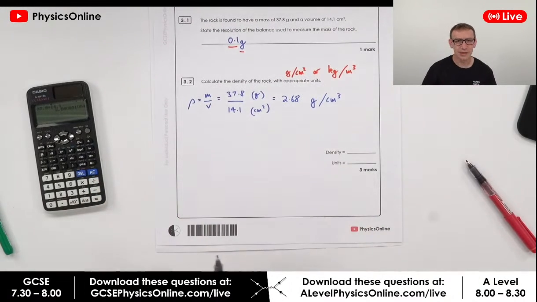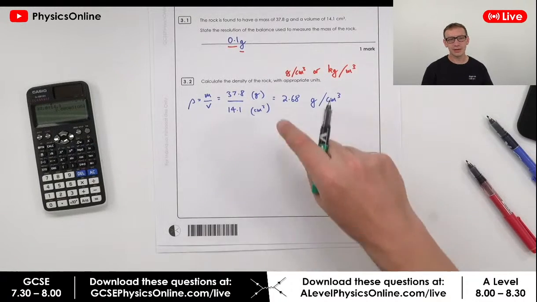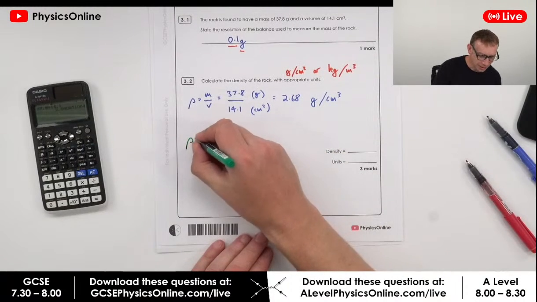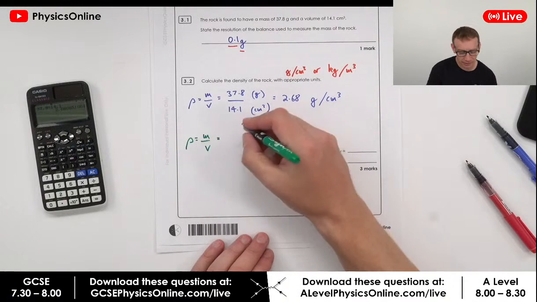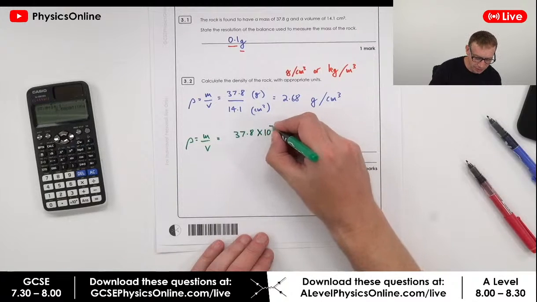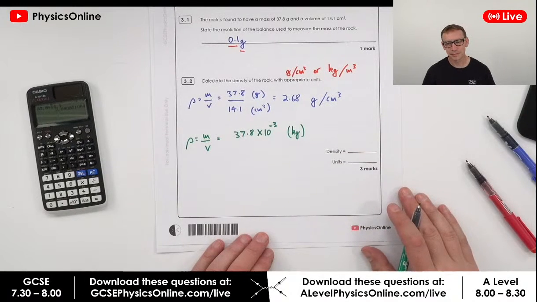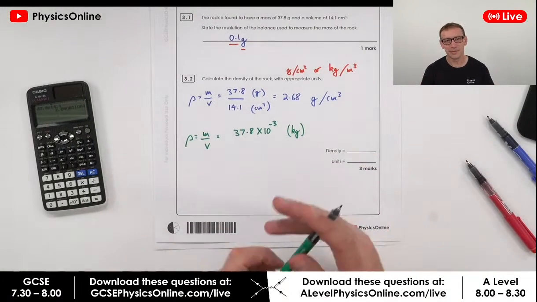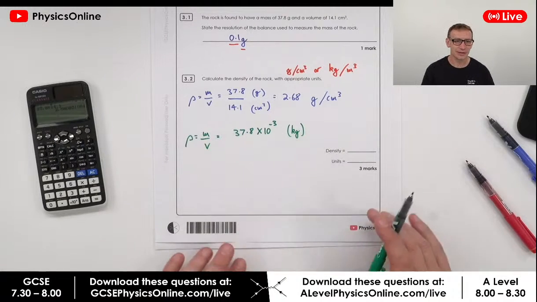Okay. Now, the other way, which I think is better, personally, as a pure physics teacher, is we want to give stuff in these units. I'm going to show you how to do that as well. So the first thing is we need to convert each of these into SI units. So again, the density is equal to mass divided by the volume. Now, if it's 37.8 grams, that's 37.8 times 10 to the minus 3 if we were to give that in kilograms. Okay, that's the easy bit. The difficult bit is converting from centimetres cubed into metres cubed.